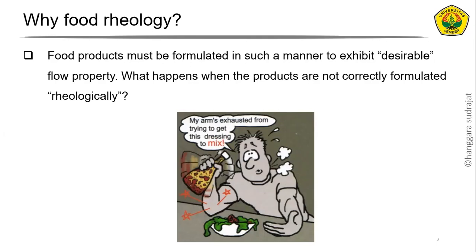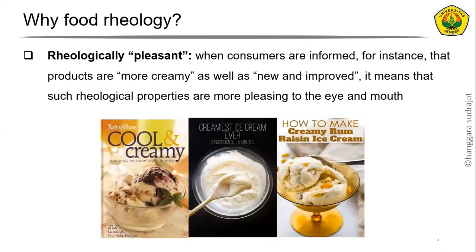Here, the rheology of food materials can be tuned by changing the composition of ingredients, for instance fat, sugar. Of course, this is the domain of food chemists, the job of the food chemist. So if, let's say, the customer is informed that the product is more creamy as well as new and improved, it actually means that such rheological properties are more pleasing to the eye and mouth of the customer.